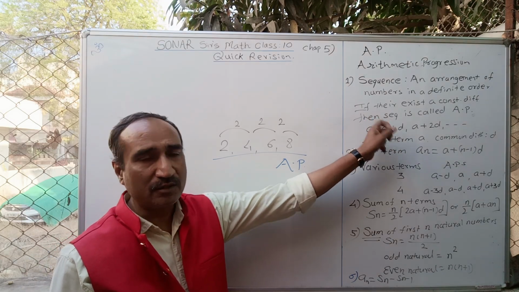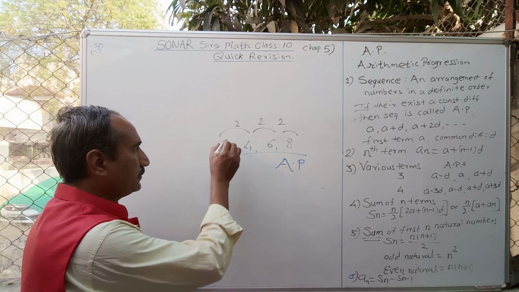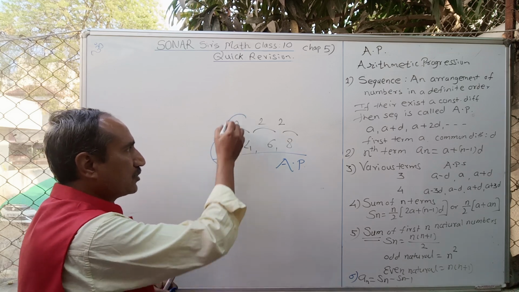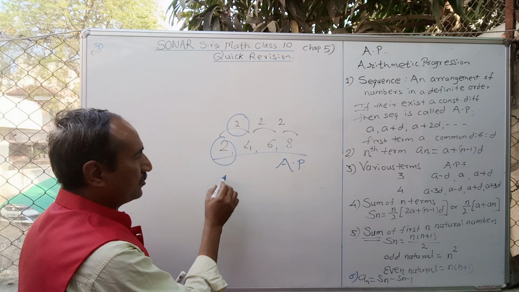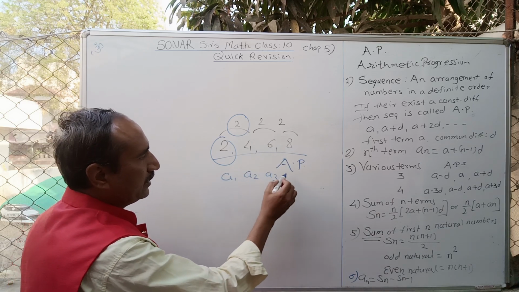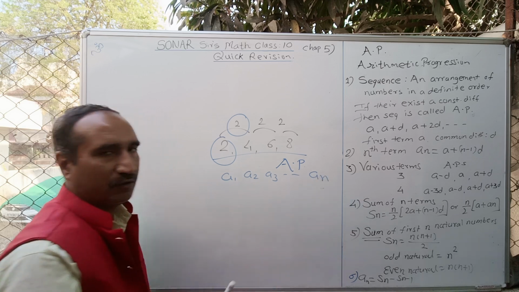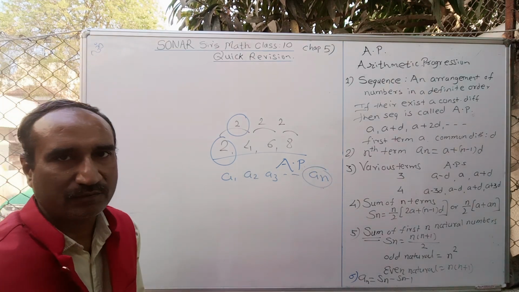So let's discuss the terms in an AP. This is the first term of an AP. The difference is called the common difference, and these are called the terms of an AP. So we'll write it like this: A1, A2, A3, dash dash up to An. Where we stop, that is our last term, that is the nth term of an AP.